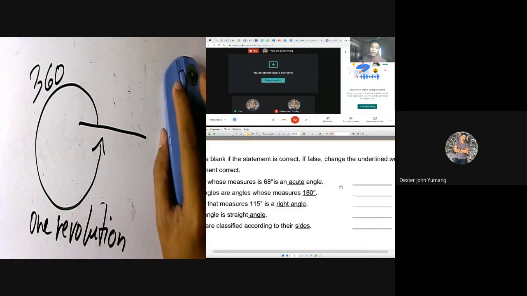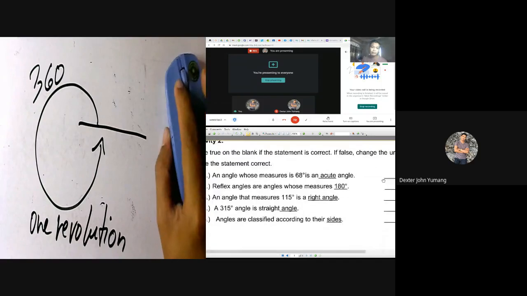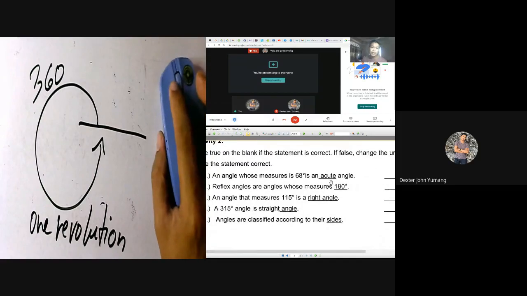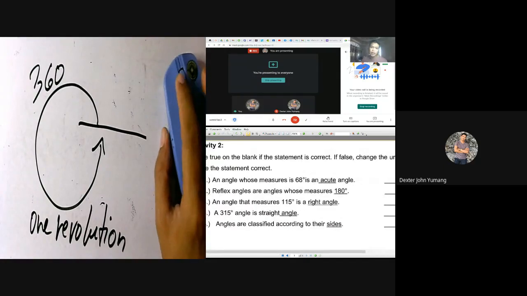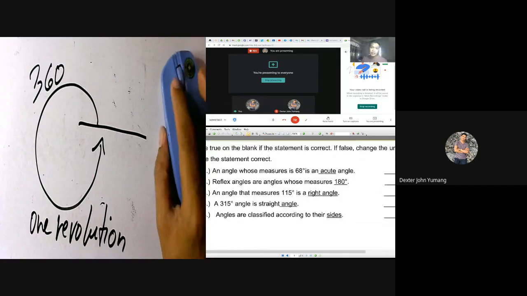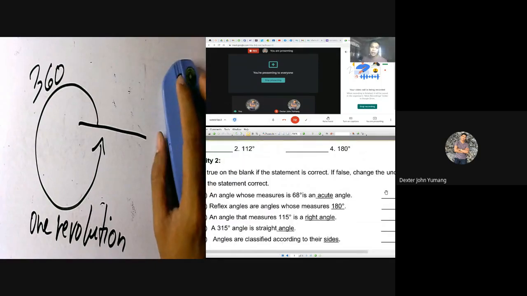Okay. What if naman mali yung statement na underline? Ilagyan nyo ng correct na answer. For example, ang acute is mali siya. Ano yung correct dyan na term? Yun yung ilalagay nyo dito sa blank. Lagyan nyo ng false or lagyan nyo ng correct na answer. Okay? So that is now our activity for week number 1, LAS number 3.